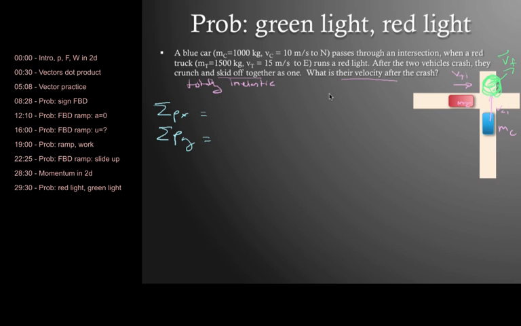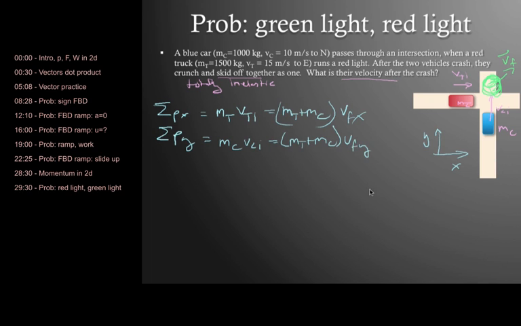So in the x direction, initially, I just have the truck. So that's MT VTI. And the car doesn't have any momentum in this x direction. But the wreck, when they both collide together, this wreck has to have some momentum. So that's our MT plus MC, and then this is going to be V final X. And then I need to do the same thing for my y direction. So here I have MC VCI is equal to MT plus MC V final Y.